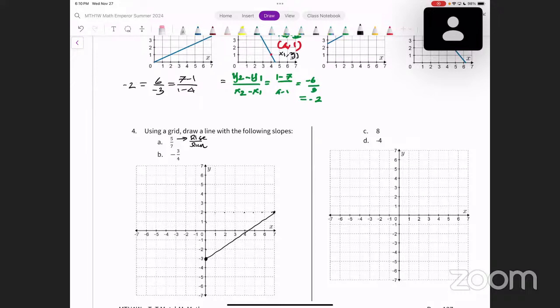Are you seeing the picture? Pretty straightforward. If you have a question, you have to ask. Then this is confusing, -3 over 4. -3 over 4 means you apply the -3 to one of the numbers, not both of the numbers.